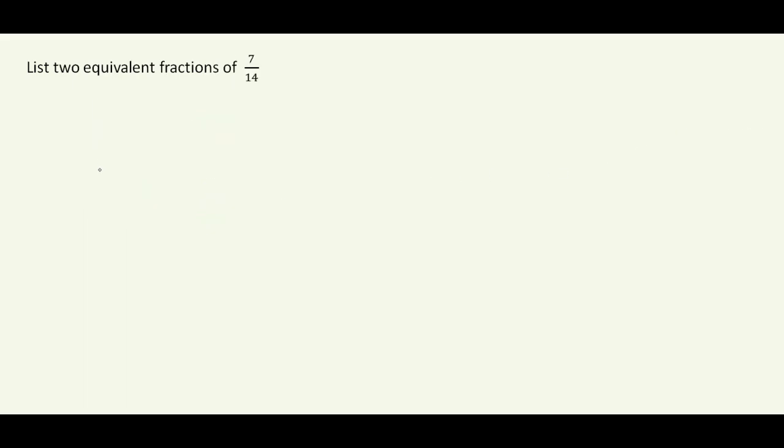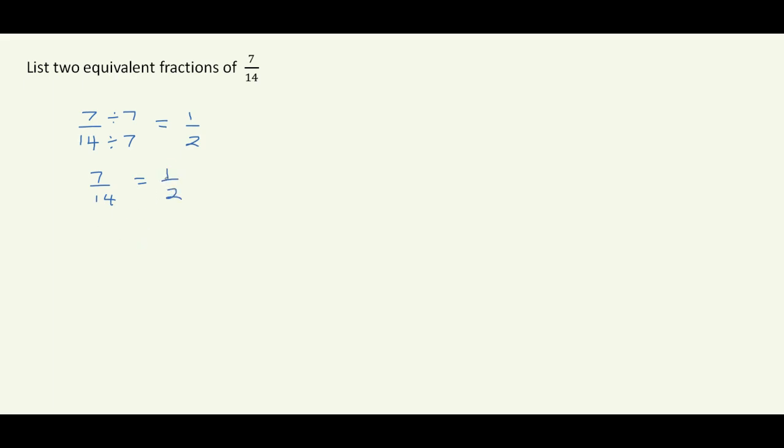List two equivalent fractions of 7 over 14. So 7 over 14, one of the things we said with equivalent fractions is you can either divide or multiply by the same number. So let's try it. We can divide both the numerator and denominator by 7. 7 divided by 7 is 1. 14 divided by 7 is 2. So 7 over 14 and 1/2 are equivalent fractions.